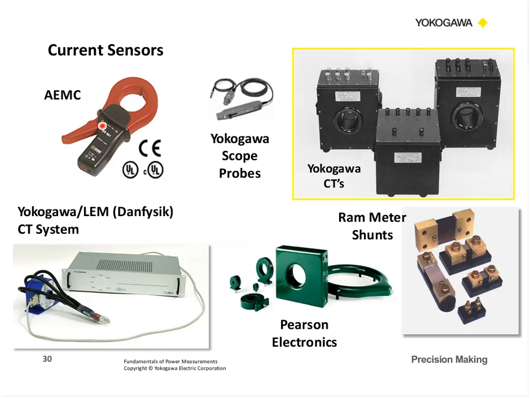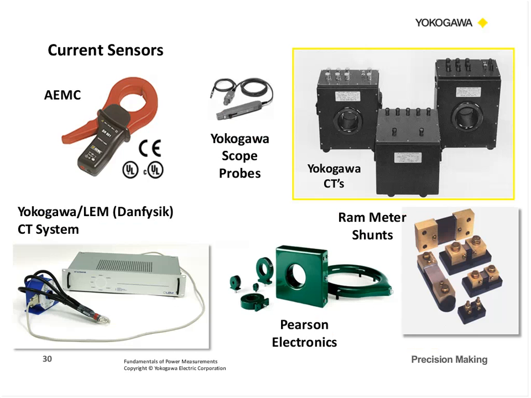We have a line of the clamp-on current transformers from AEMC that we have selected that are good for power measurement. Scope probes, use the scope probes on the scopes. Not too good to use those with a power analyzer. A lot of this is impedance mismatch from the different type of inputs. So use your scope probe with the scope. This is a current scope probe.